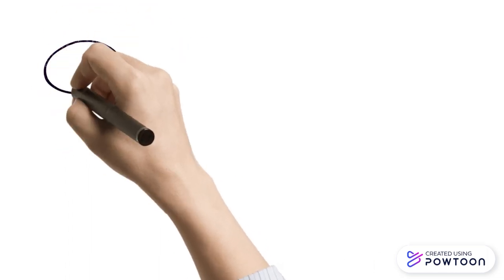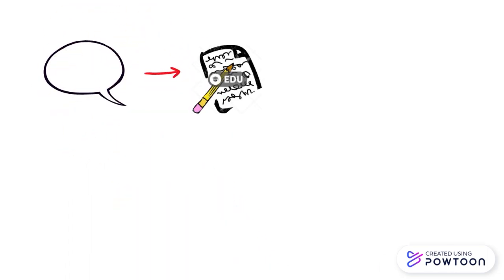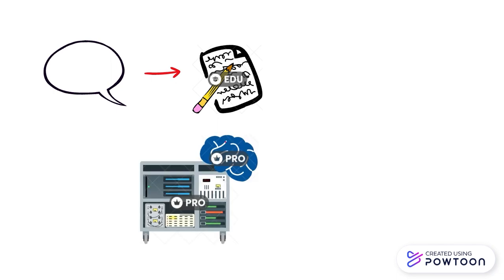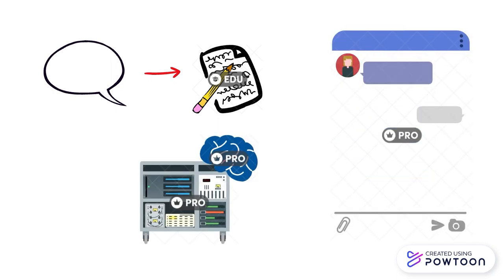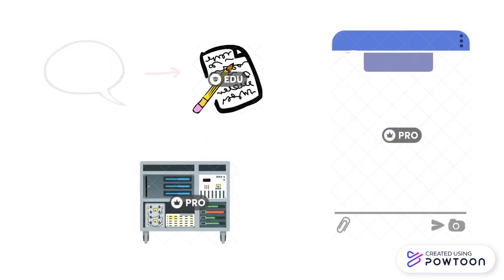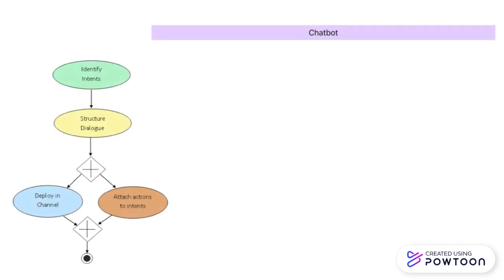First, the speech is transcribed into text through speech recognition. Next, this text is used to understand, perform and generate responses on the chatbot. Let us understand the functions.